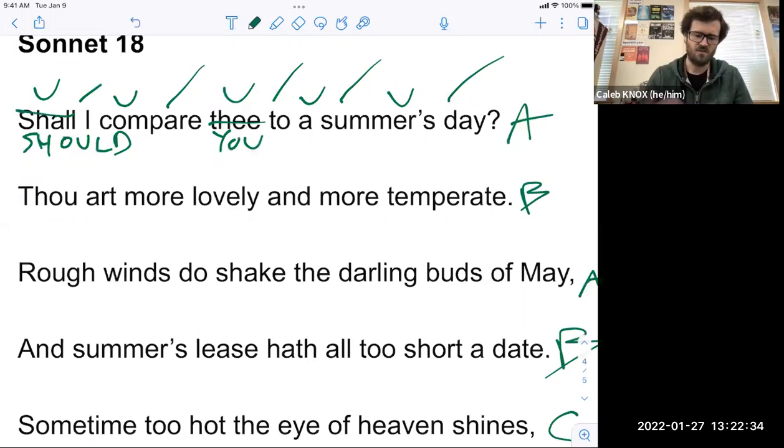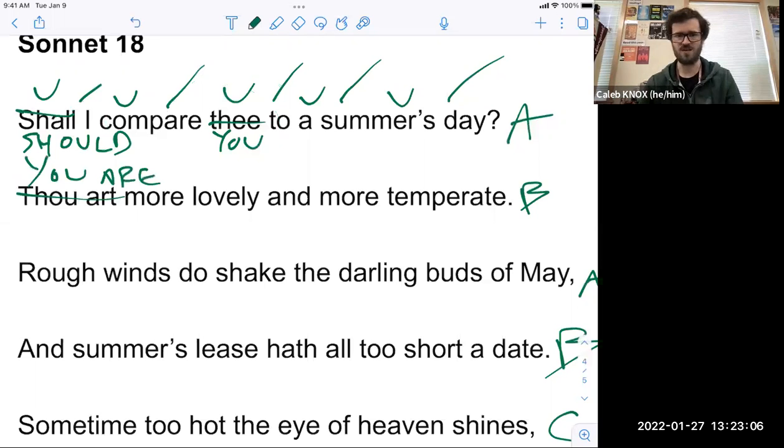Okay. Thou art more lovely and more temperate. Thou art, once again, thee means you when we're using it as the object of the sentence. In this one, the subject is I, right? Shall I compare thee? In this one, the subject is thee or thou. So it's you. You are more lovely and more temperate.